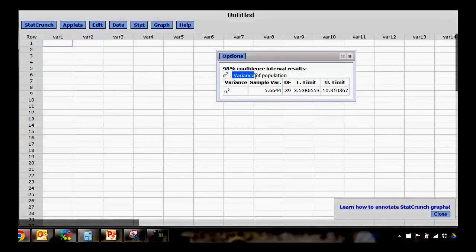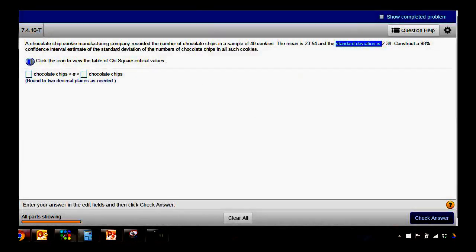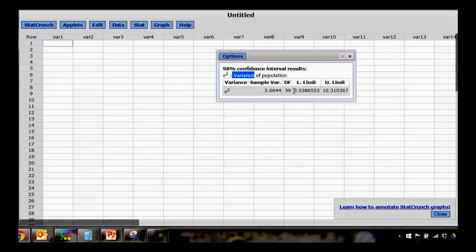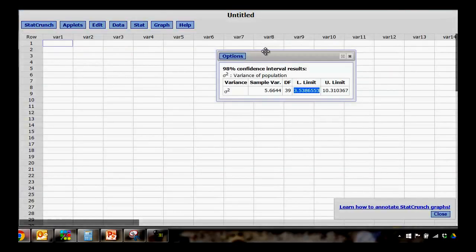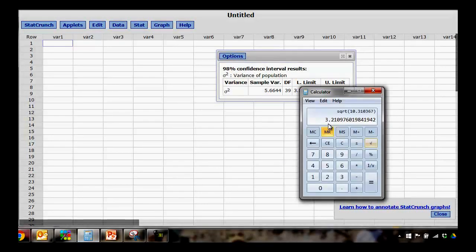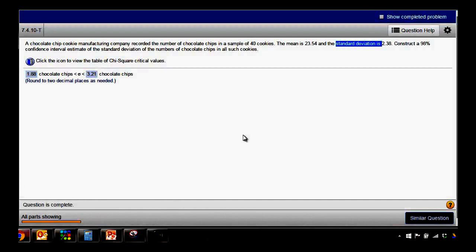a variance, and we want a confidence interval for standard deviation. See, that's the symbol for standard deviation. So again, we have to do some simple math. We just have to take this number and take its square root, and this becomes our lower bound. Do the same thing for the upper limit. Again, taking its square root, and this becomes our upper limit, 3.21. And that's how you tackle these questions using StatCrunch.